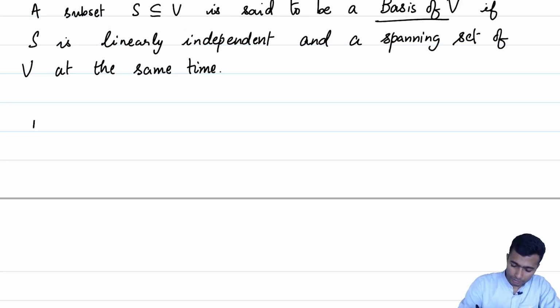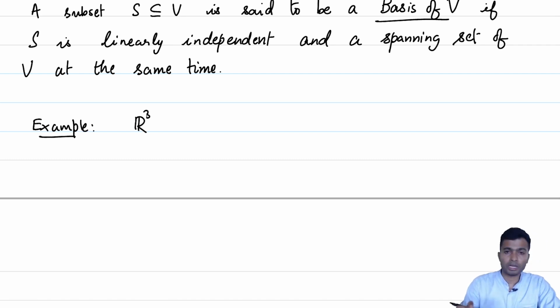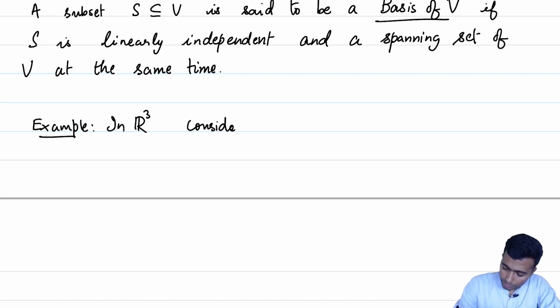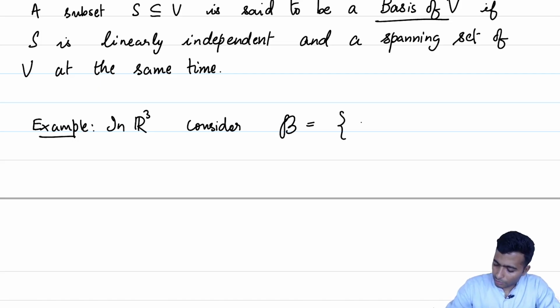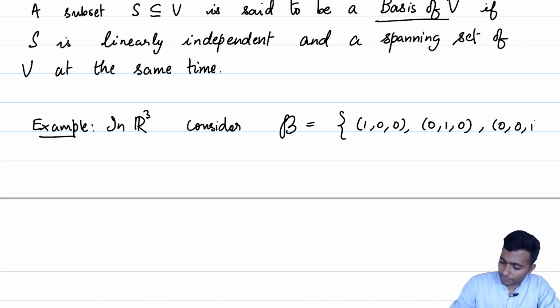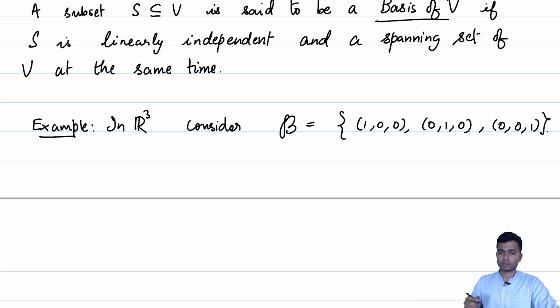The first example is probably R2 or R3. R2 will have a similar set. In R3, consider, let me not use the symbol S, let me use B, which is equal to (1, 0, 0), (0, 1, 0) and (0, 0, 1). It is quite straightforward to check that B is both linearly independent and that it is a spanning set.